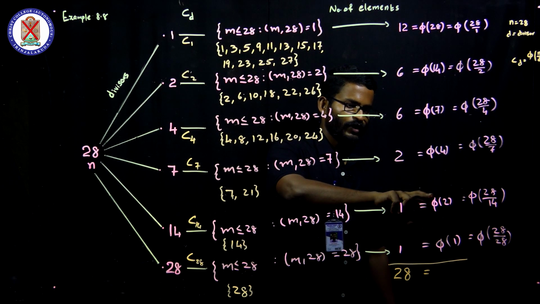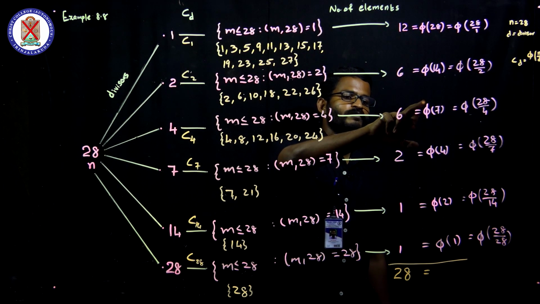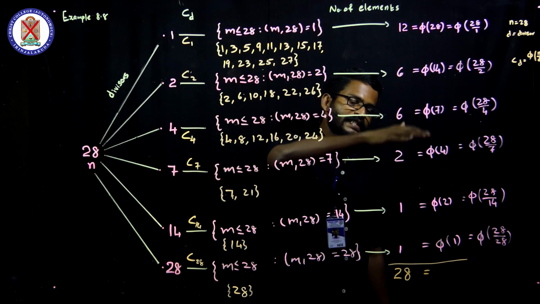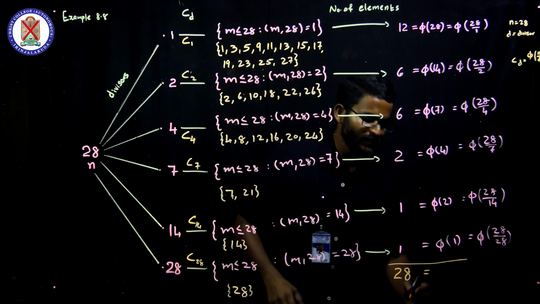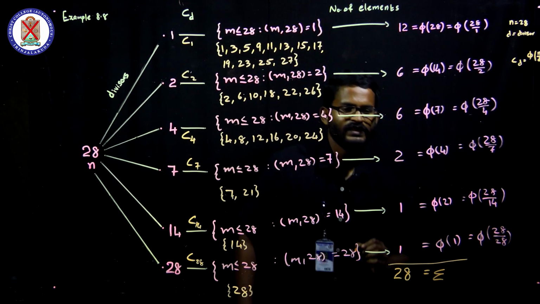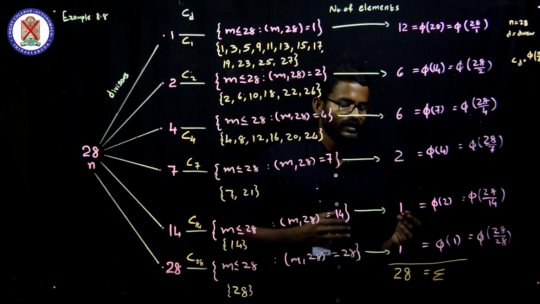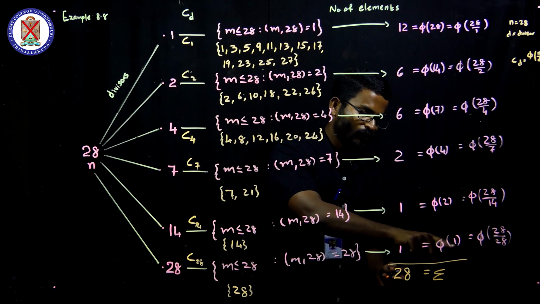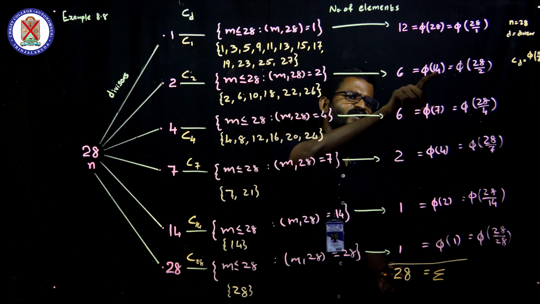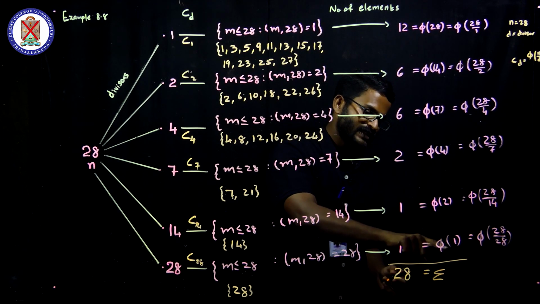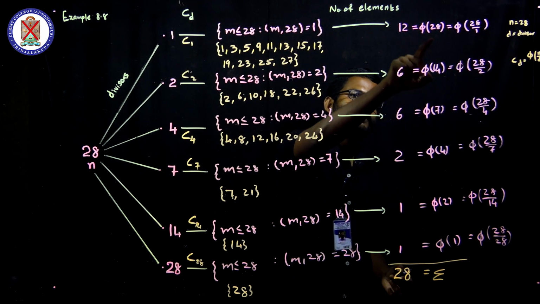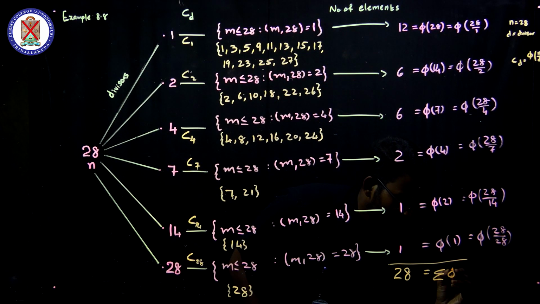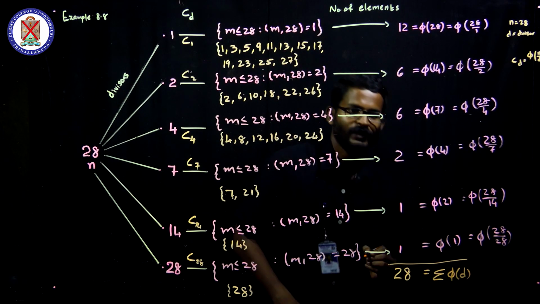This is phi of 1, phi of 2, phi of 4, phi of 7, phi of 14, phi of 28. Sum of all these numbers. Sum means sigma. Sigma of what? Sigma of phi of something. That is phi of 1, 2, 4, 7, 14, 28, and these numbers 1, 2, 4, 7, 14 and 28 are the divisors of 28. That is the sum of phi of d.